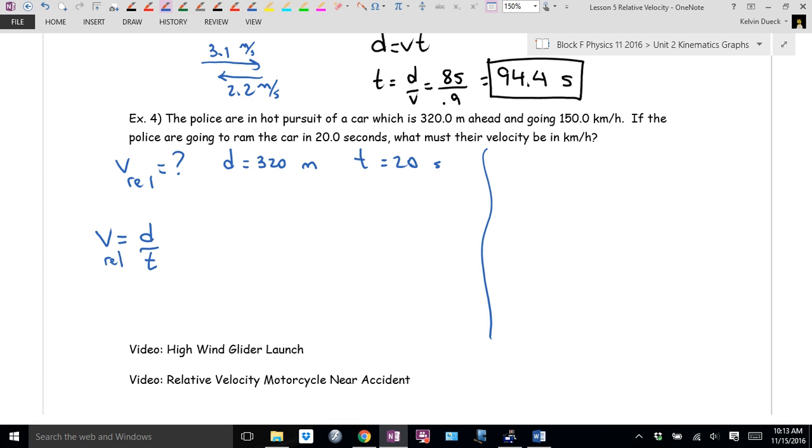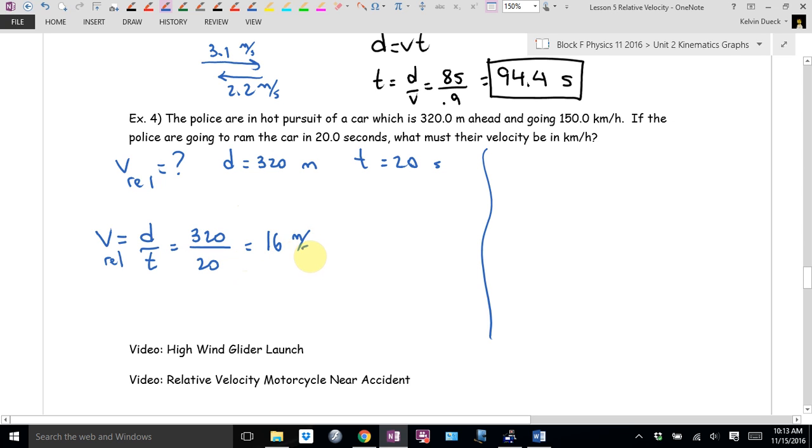If the bad guys are standing still, 320 divided by 20, which is, I think, 16 meters per second. And it's meters per second because I put in meters and seconds. Are the bad guys standing still? Well, first of all, Daniel, what units did they give me the bad guys' speed in? What units did I calculate the relative speed in?